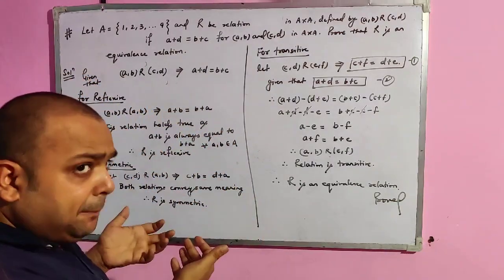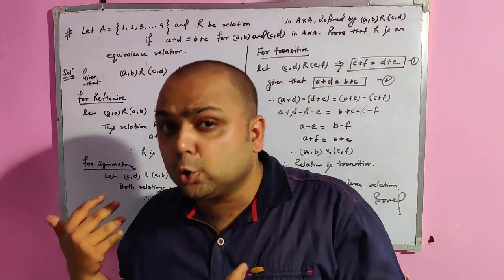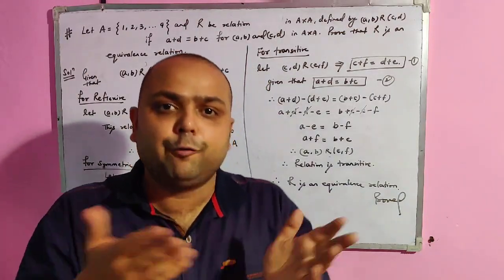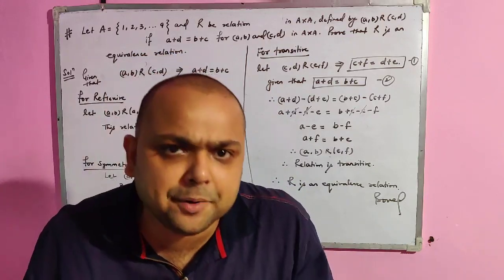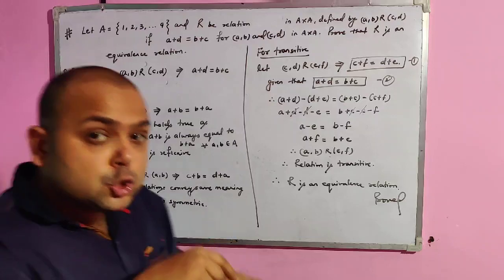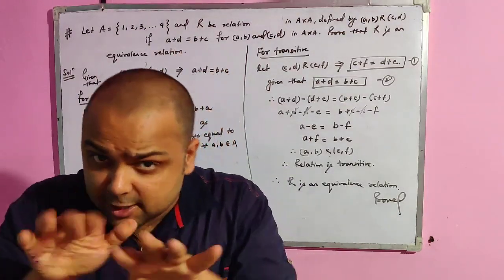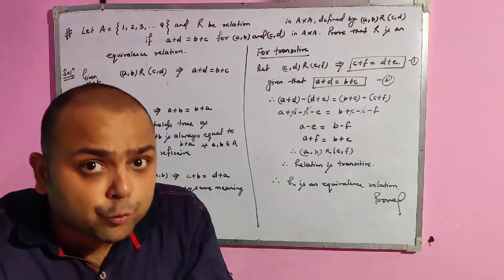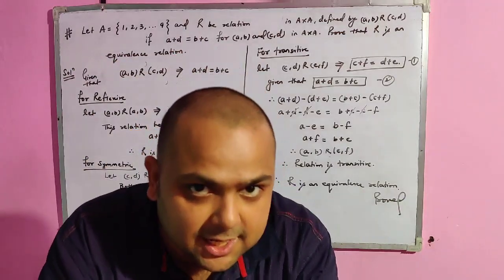That is, they have the same meaning because they also show the property of addition here. 4 plus 3 and 3 plus 4 give the same result. That is, this relation holds symmetric also. So mapping to itself is proved. Inverse property is proved, that is, reflexiveness and symmetricness.